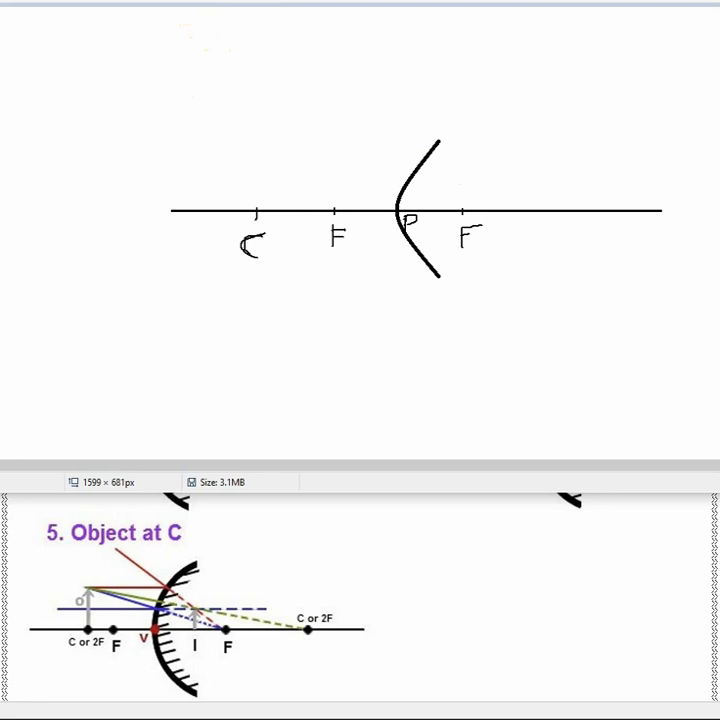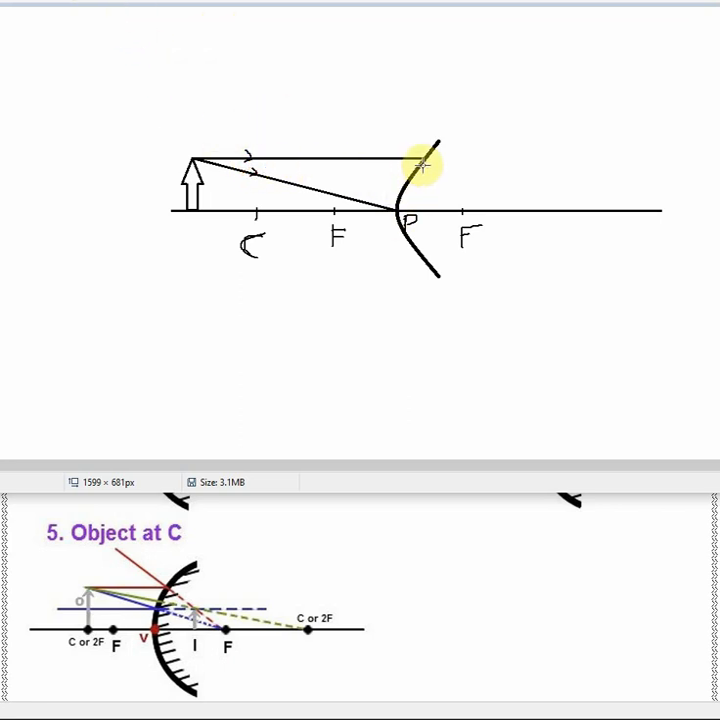Now we will place the object. As always we will place the object. The first object we will place beyond C, like this. Then as always the first incident ray must be parallel to the principal axis, falling on the mirror. Then the second ray we'll put at P. Now we'll draw the arrows.